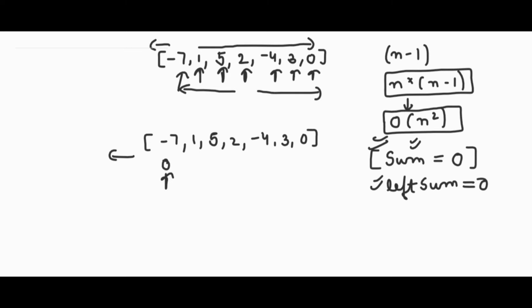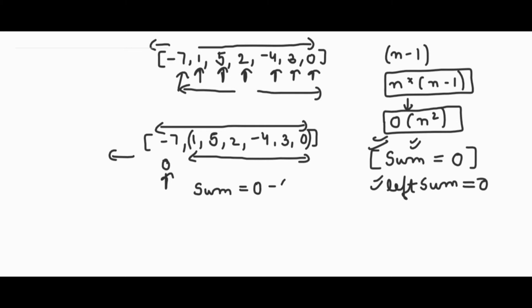Okay, that means if we have the sum of the whole array, right? And we need the sum of only these elements, that means right of the 0th index, what we can do is just subtract minus 7 from the total sum. Okay, that means now our sum will be 0 minus minus 7, which is equal to 7.